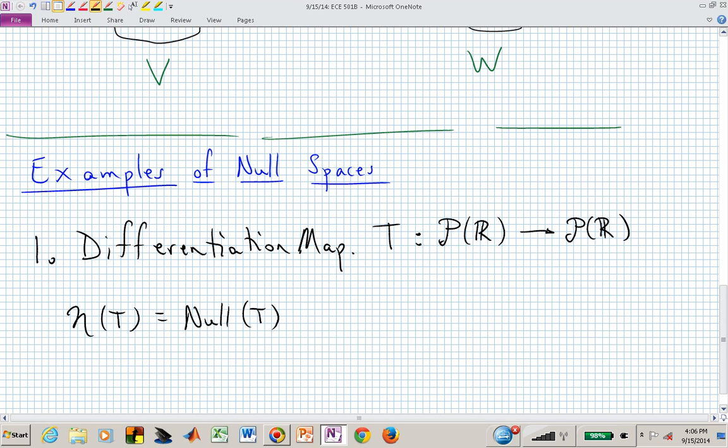What is the null space of T? Well, if we simply looked at the definition, we could say that's these polynomials P such that TP is equal to 0. That's the definition of the null space, where P belongs to the set of polynomials.